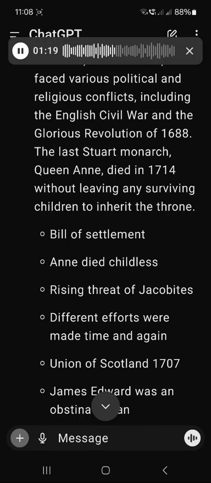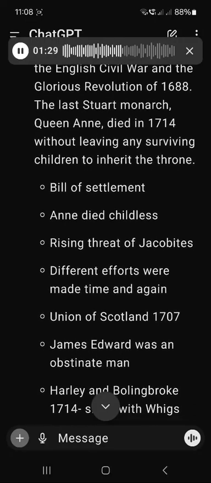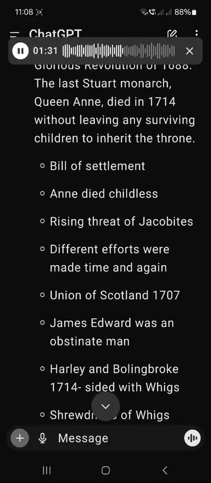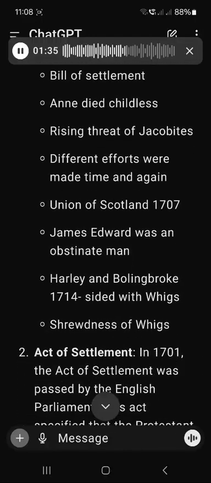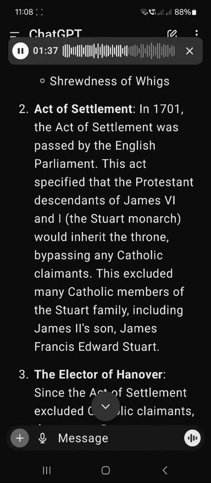3. The Elector of Hanover. Since the Act of Settlement excluded Catholic claimants, the nearest Protestant relative was Sophia of Hanover, the granddaughter of James VI and I. However, Sophia died shortly before Queen Anne, so her son, George, Elector of Hanover, became the heir to the British throne.